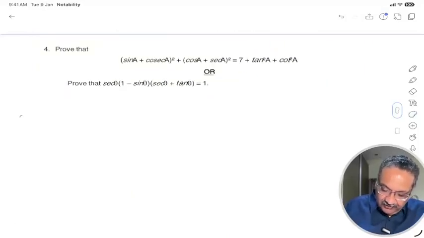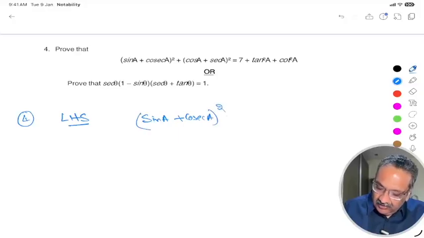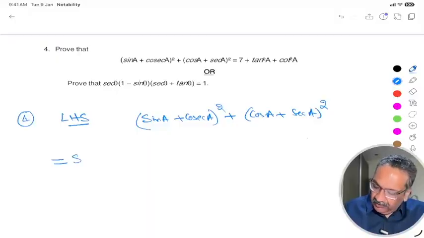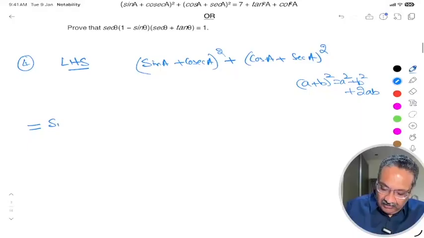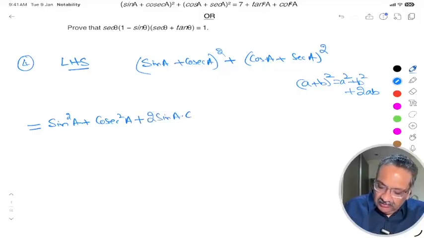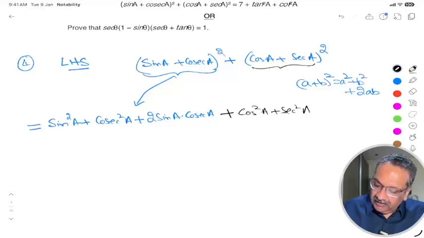First part, we have to prove that. Let us take the LHS. Okay, LHS: sin A plus cosecant A whole square plus cos A plus secant A whole square is equal to, we know that A plus B whole square is equal to A square plus B square plus 2AB. All right, so we'll use that formula here. So this LHS becomes sin square A plus cosecant square A plus 2 sin A cosecant A. All right, this expansion has come here. Similarly, we will now expand this, plus this will be cos square A plus secant square A plus 2 cos A into secant A.